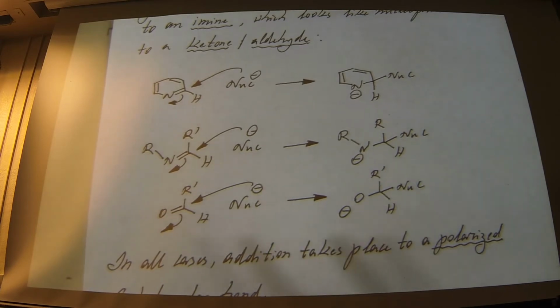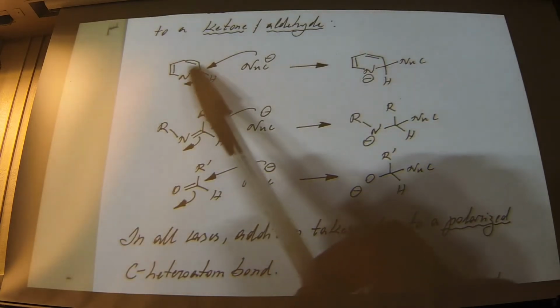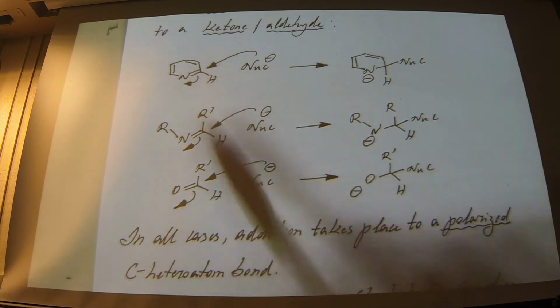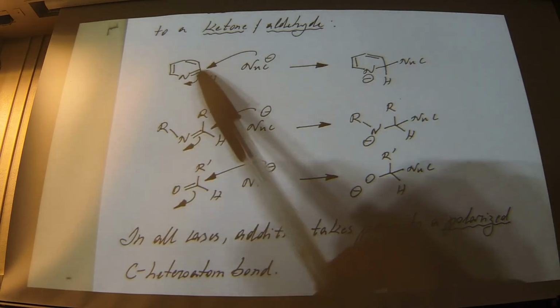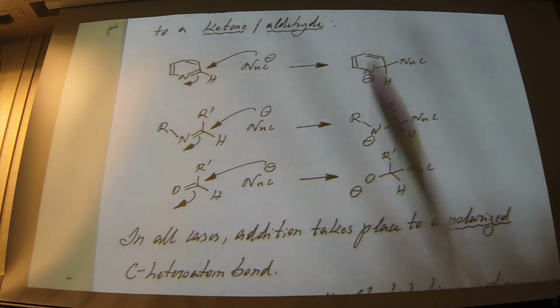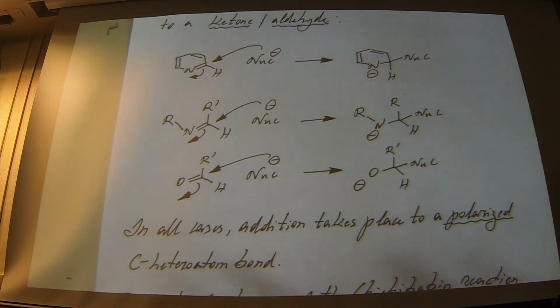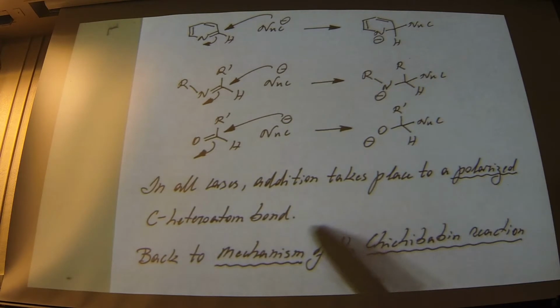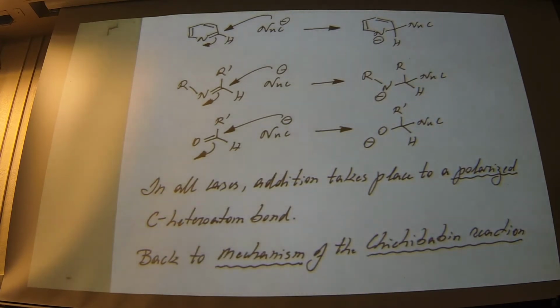What emerges from this picture is that this part of pyridine looks kind of like a ketone, where you have a carbon and then an electronegative atom. And so you can expect to see nucleophilic addition reactions taking place where I'm pointing. We're going to see other ones too. In all cases, the addition takes place to a polarized C-heteroatom bond, and that's the key thing to recognize. So the common feature between pyridine, ketones, aldehydes, and imines is that you have a carbon, either oxygen or nitrogen, but a carbon-electronegative heteroatom bond.